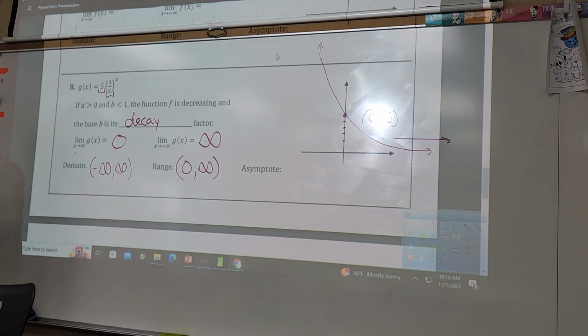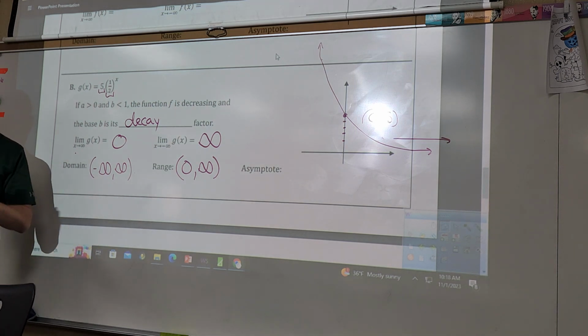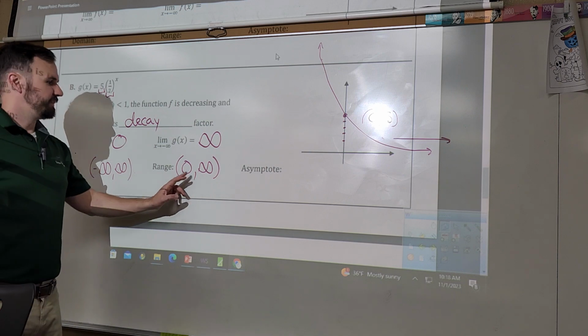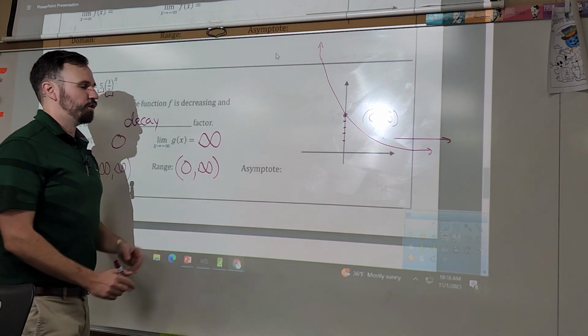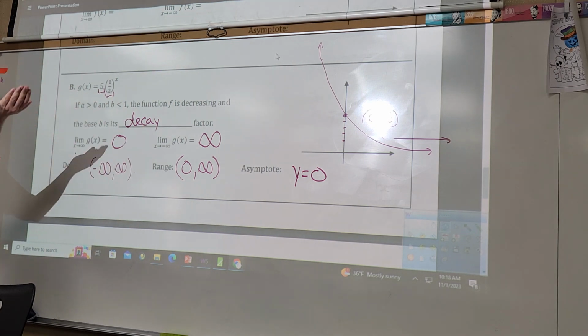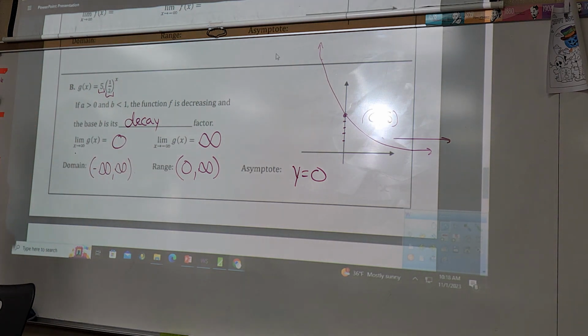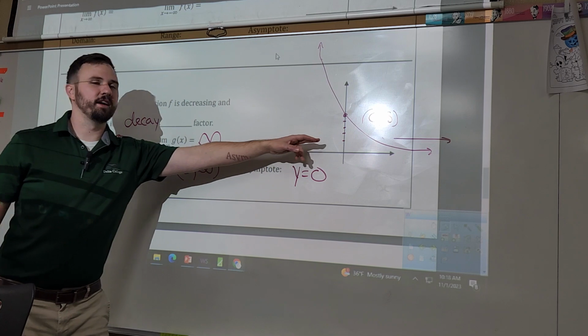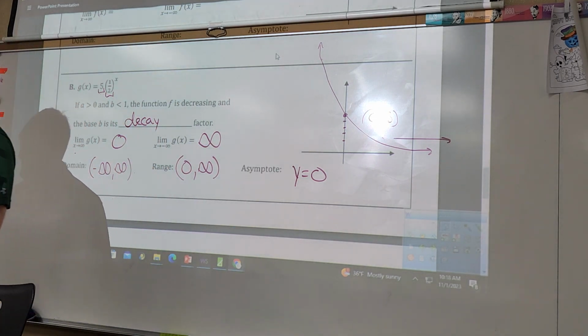Nope, always start with your smaller number. It's always in order from smallest to biggest number. And your asymptote is still y equals 0. So really the only thing that changes is the direction of it. Instead of going up, we're going down. This is my stocks. They're an exponential decay.